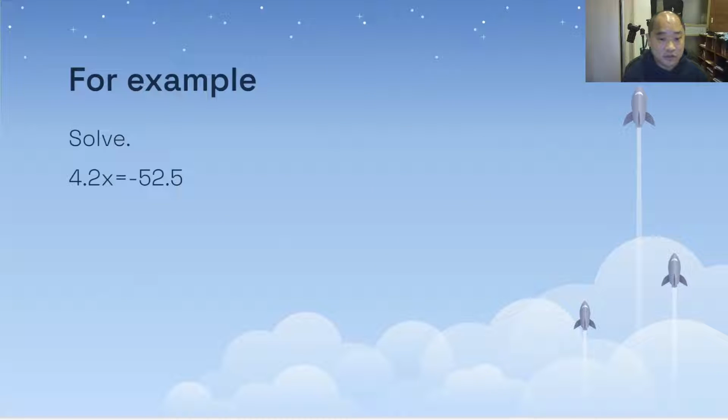Okay, let's look at this example then. Here we have 4.2 times x equals negative 52.5. Remember that anytime you have a coefficient and a variable touching each other, that means that they're multiplied, right? And if they're multiplied, you should be able to divide. That's the inverse operation, right? So 52.5 divided by 4.2 is 12.5. Negative 12.5 equals x.